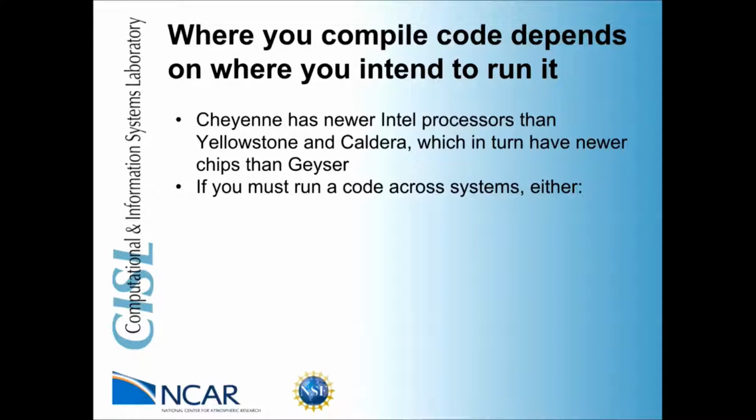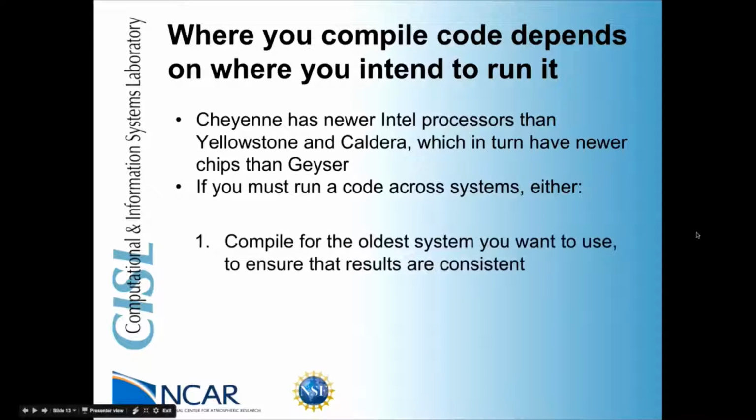So if I want to have one version of my model, say CESM, and I want to run that on both Yellowstone and Cheyenne, what you should do is compile for the oldest system that you want to use. And that ensures that the results are consistent, and it ensures that you won't do any optimizations that prevent you from running on the older machine. So if I want to run on both the systems, I would compile on Yellowstone, and then I could run the same thing on Yellowstone and Cheyenne. However, if I compile on Cheyenne, there's no guarantee I can run that on Yellowstone.